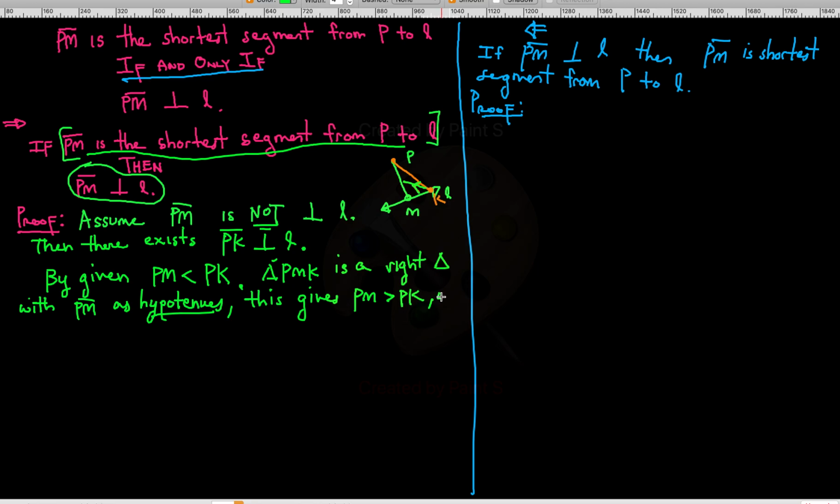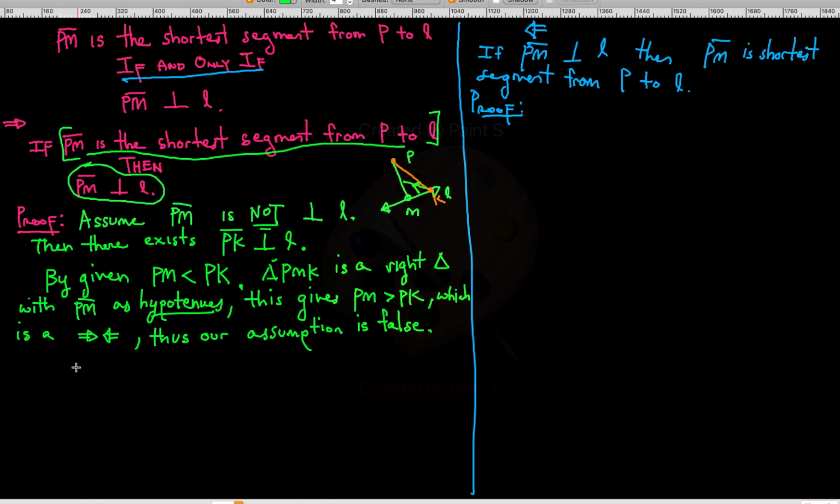And then you could say, which is a contradiction. And you could write this symbol to symbolize the idea of contradiction. Thus, or therefore, same word, thus, our assumption is false. And then just write the opposite of our assumption.